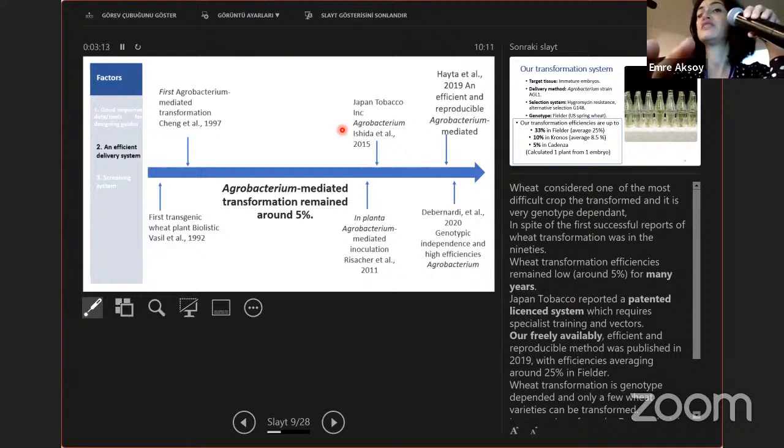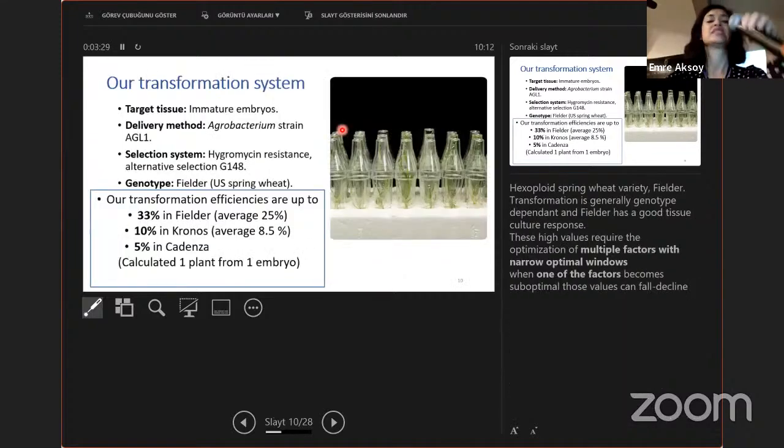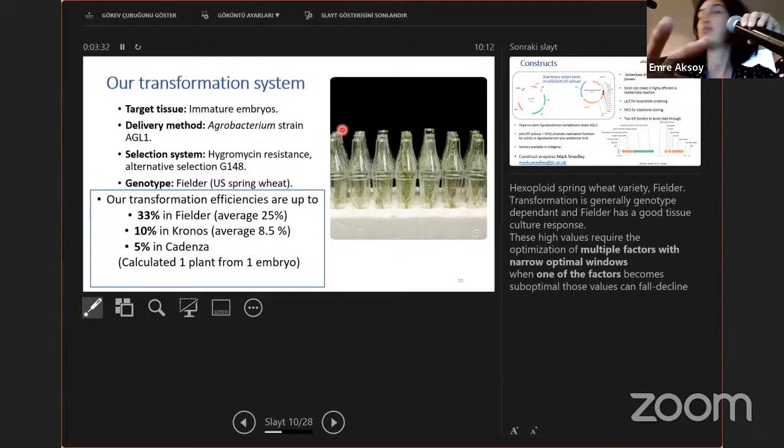In 2020, with Juan Dabrowski-Rapp at UC Davis, we published a protocol that increased transformation and regeneration efficiencies and also reduced genotype dependence drastically. In our transformation system we use Agrobacterium and different wheat varieties. Efficiency was 33% for Fielder, 10% for Kronos, and 5% for Cadenza. That is great for wheat varieties.